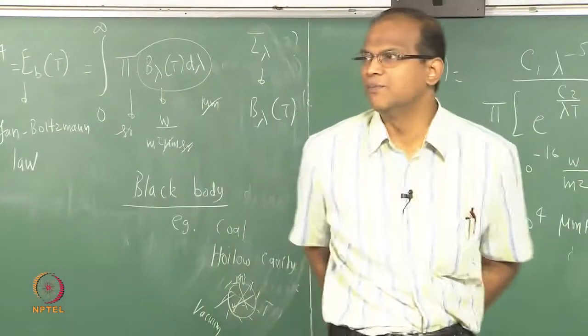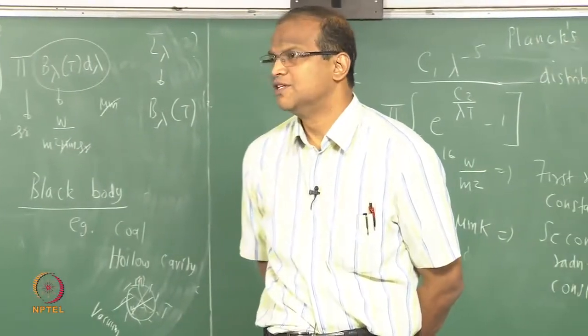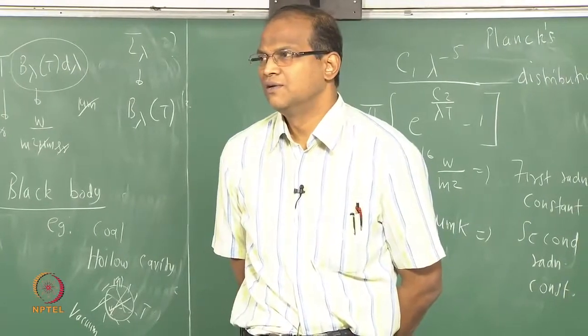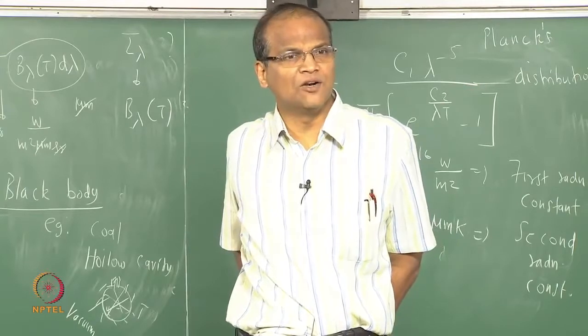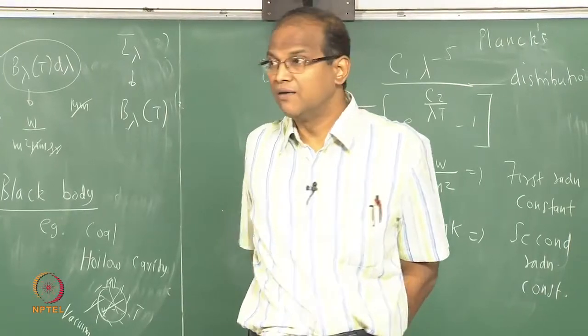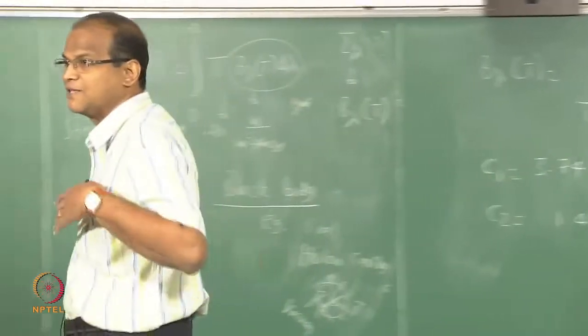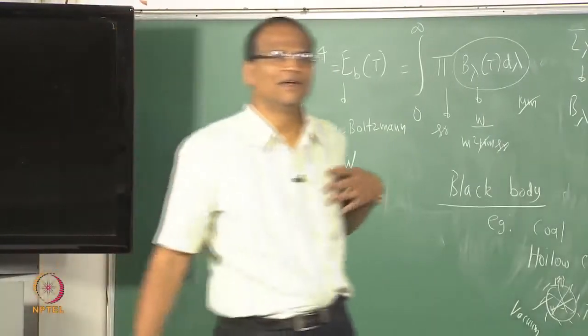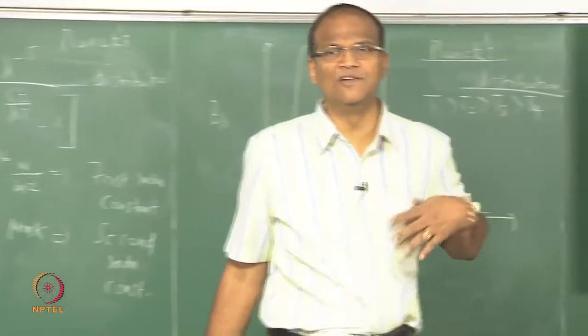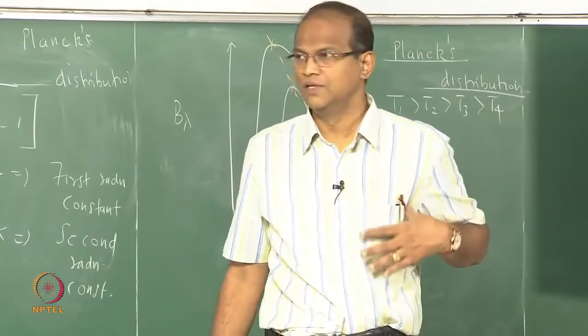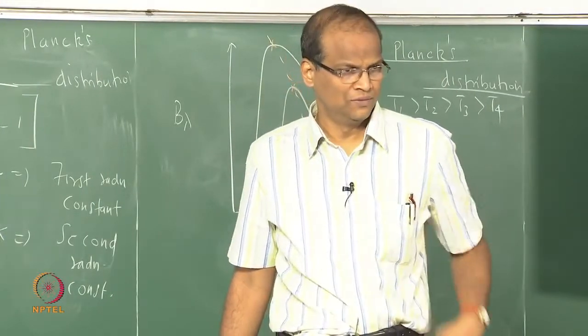Joseph Stefan was an Austrian professor. Boltzmann was a German PhD student. They figured this out using thermodynamics, and then they used experimental data to get the value of sigma, but without quantum statistics. Max Planck came later and figured that out. So, you can see that in radiation, the contribution of Germans is very, very high, in the development of radiative transfer.